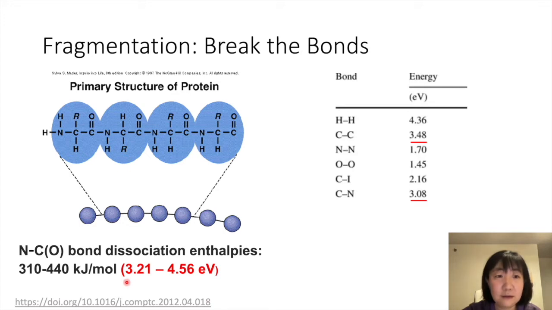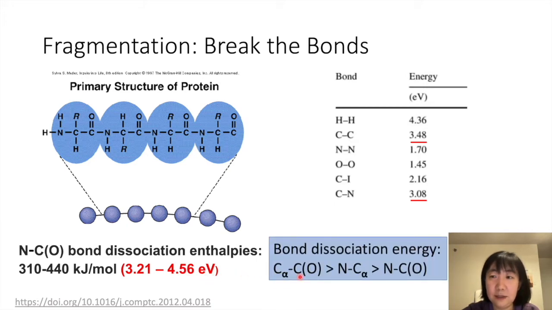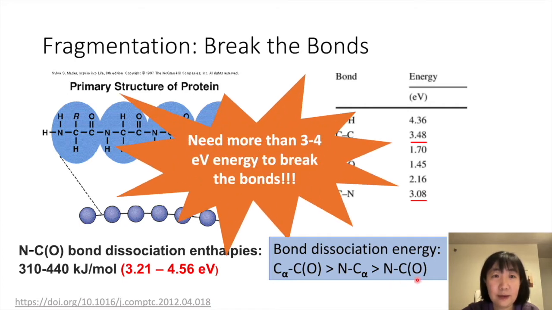Someone has calculated the energy of amide bonds. It's generally around 3.2 to 4.5 electron volts. And generally, for protein backbones, the strongest bond is usually C to C, that is C alpha to CO, then N to C alpha. The weakest bond usually is N to C, that is the peptide bond. So we will need something with more energy than this to break the bonds, that is to fragment the protein ions.